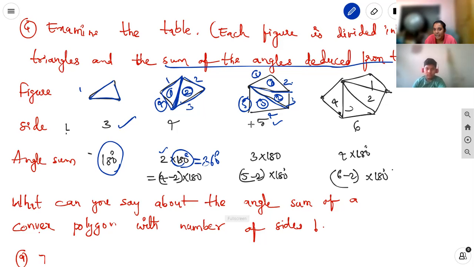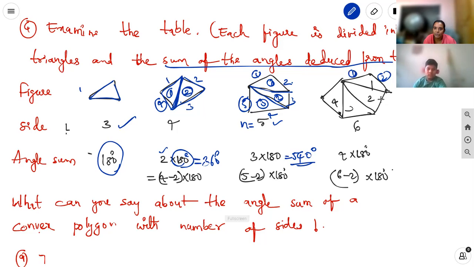So this 5 is the number of sides. Minus 2 is common in the quadrilateral and in the pentagon. So this is equal to 3 into 180 degrees, which is 540 degrees.